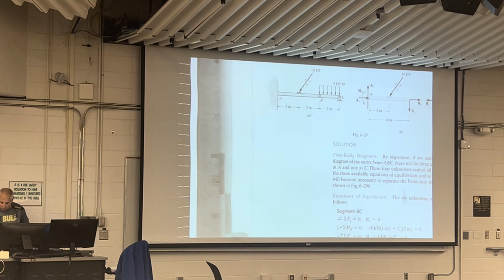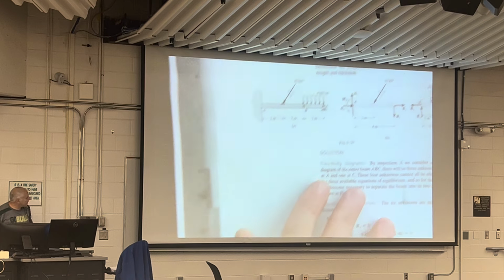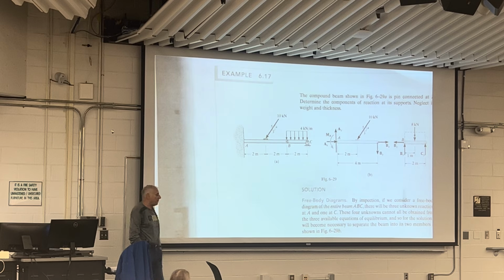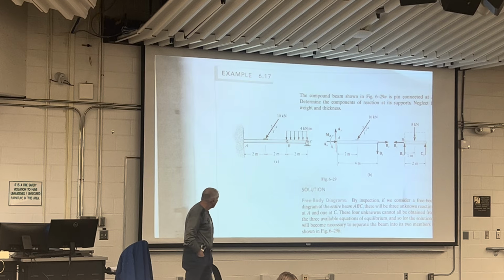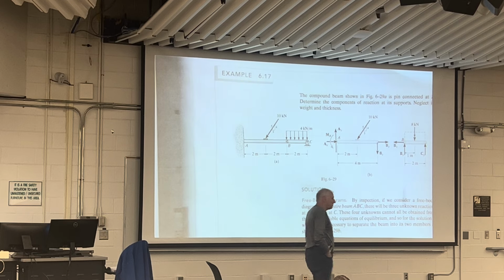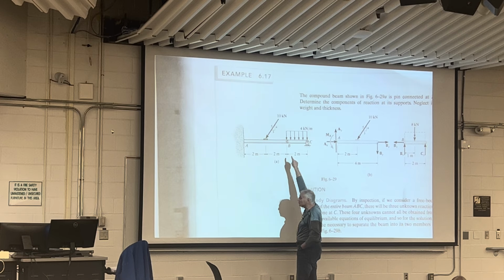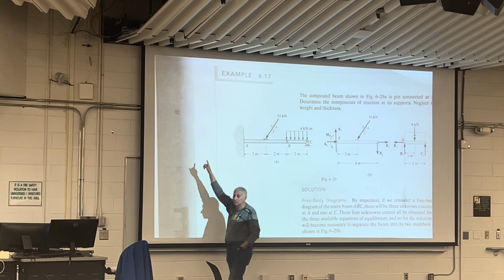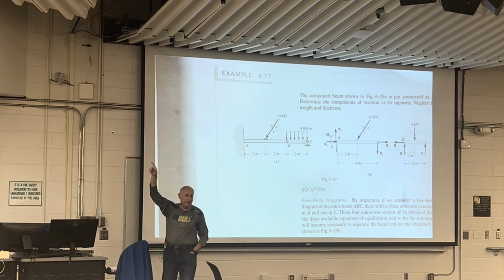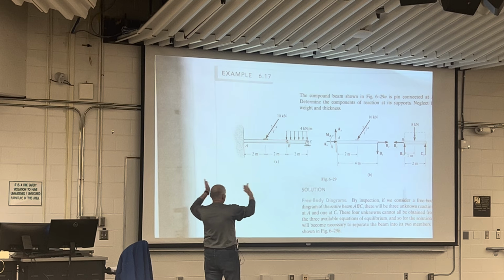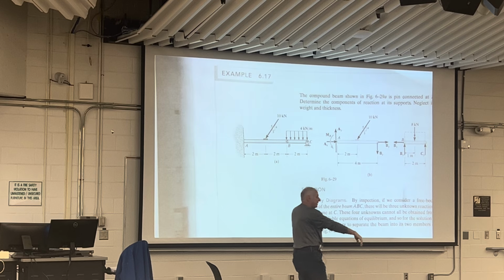So if you look, example 617 is a compound beam. Well, what composes a compound beam? A compound beam is a beam that's not continuous. Somewhere along the span of the beam, there is a hinge, a pin of some sort that connects, in essence, two pieces: the left piece, AB, and the right piece, BC.